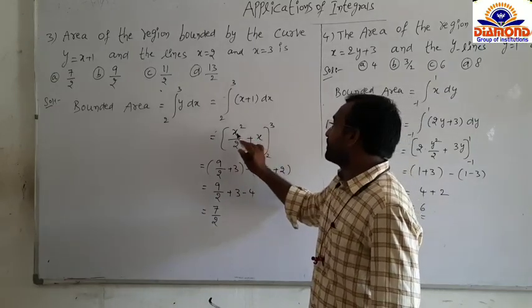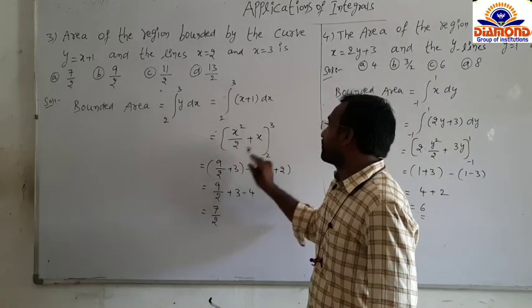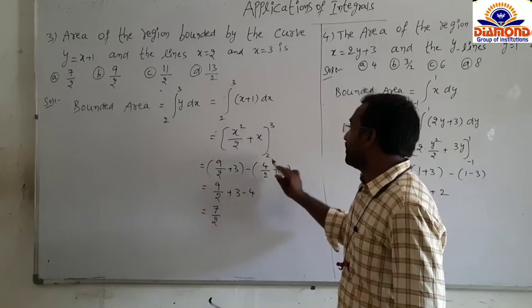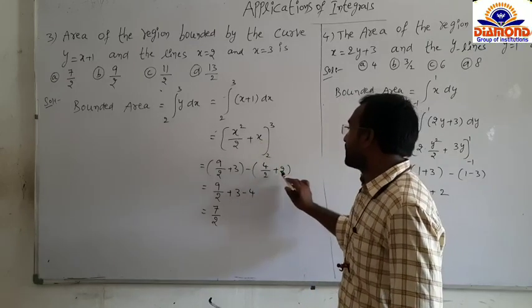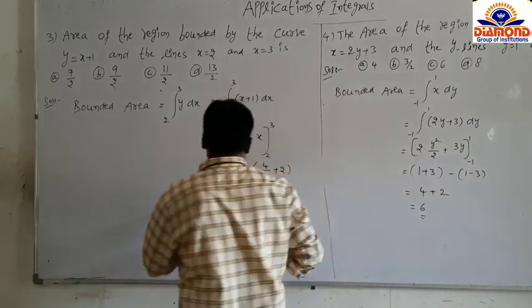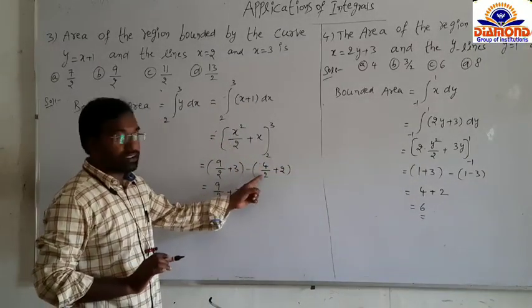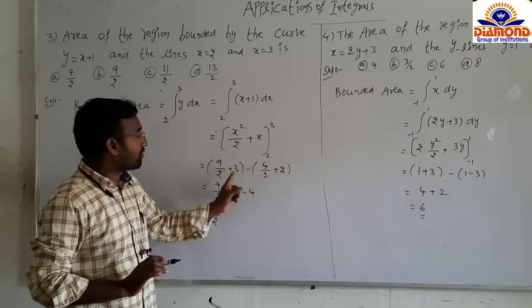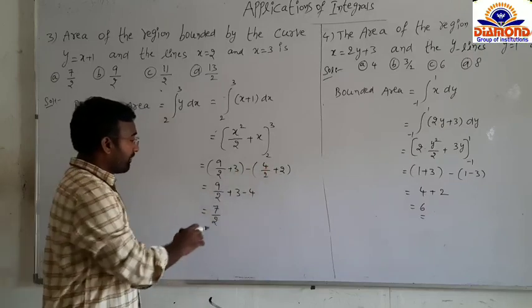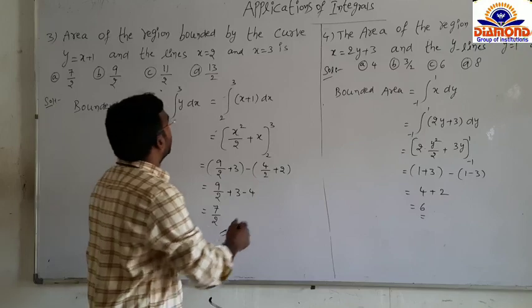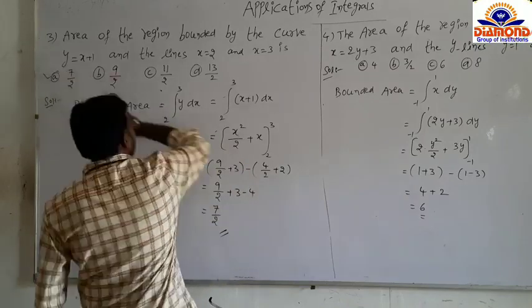First substitute the upper limit: 3 square, 9 by 2, plus 3, minus the lower limit substitute: 4 by 2 plus 2. So this equals 9 by 2, keep it as this. Here 4 by 2 is nothing but 2, and 2 plus 2 is 4. So 3 minus 4. So the final answer is nothing but 7 by 2. 7 by 2, the option is A.